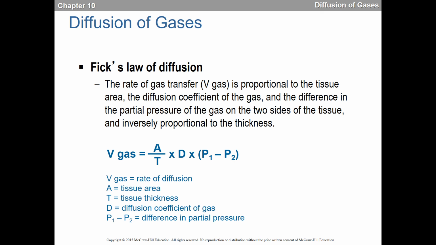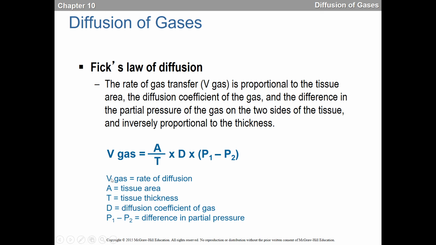Now, the diffusion of gases, here's another equation. This is Fick's law of diffusion. Not the Fick equation for VO2 max that we were talking about before, but if I refer to this on an exam, I will always talk about Fick's law of diffusion. This is the rate of gas transfer. It's proportional to the tissue area and diffusion coefficient of the gas and the difference in the partial pressure of the gas on two sides of the tissue and inversely proportional to the thickness.